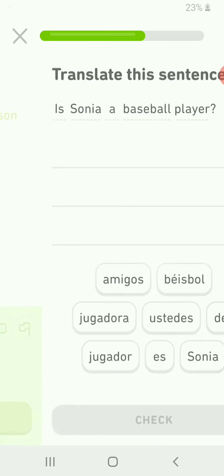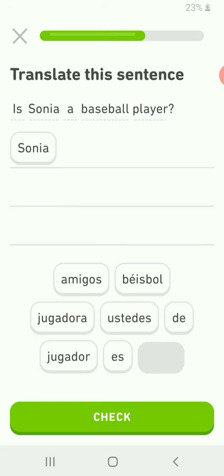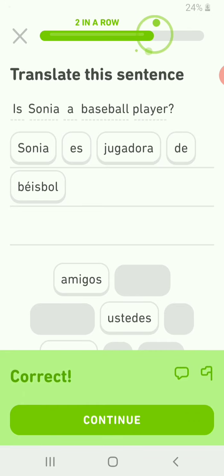Okay, let's continue. Is Sonia a baseball player? Sonia es jugadora de béisbol. Yes.